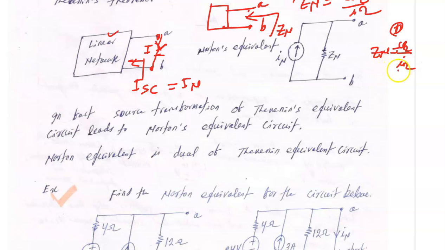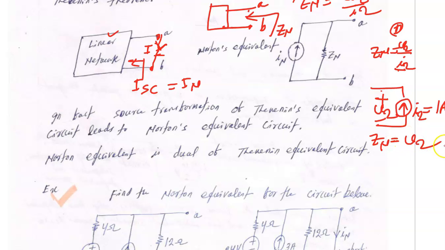Or, as I have already told, if you want to simplify a little more, make I2 equal to 1 ampere and measure the voltage V2. Then your Norton impedance or Thevenin impedance is numerically equal to V2, because it is V2 upon I2. Since I2 is 1, your Norton impedance will be numerically equal to V2.